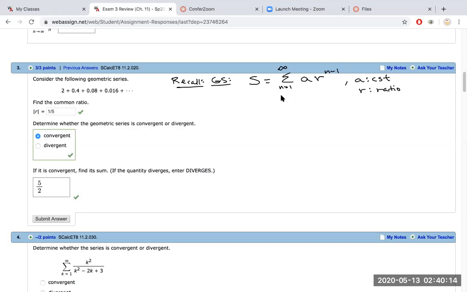So if S is indeed convergent, you need the absolute value of r to be less than 1. And then your sum, S, will be represented by a over 1 minus r.